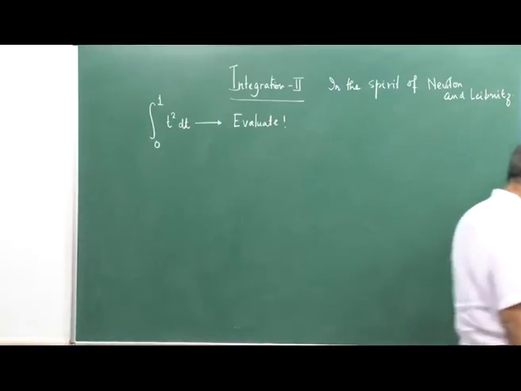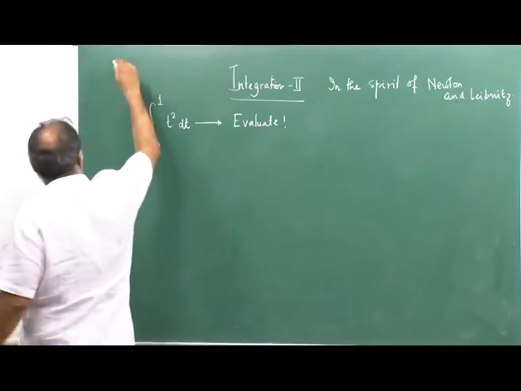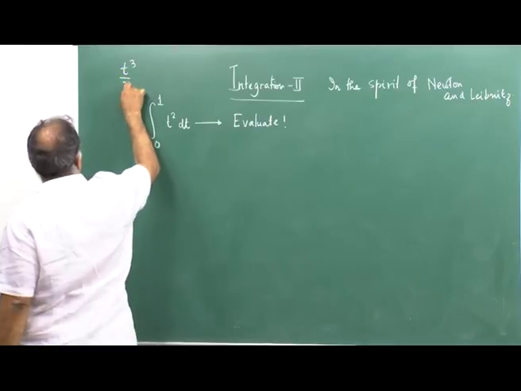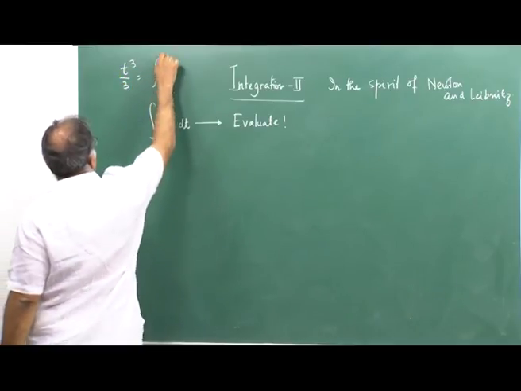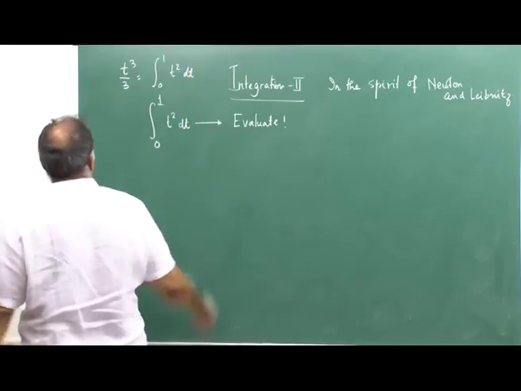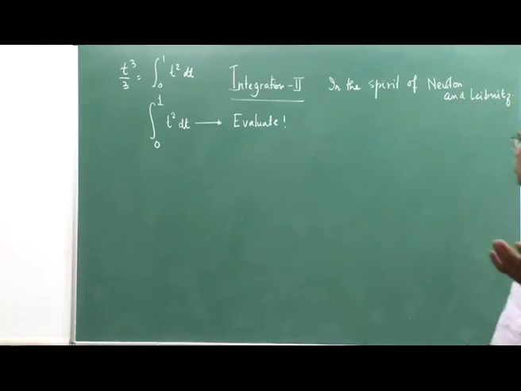Anybody who has studied for an entrance exam would say, oh, this guy is crazy. I obviously know the answer. This is simply t cube by 3. What's the big issue about it? Sorry to speak in Hindi, but in general it would be okay. Why make such a fuss?